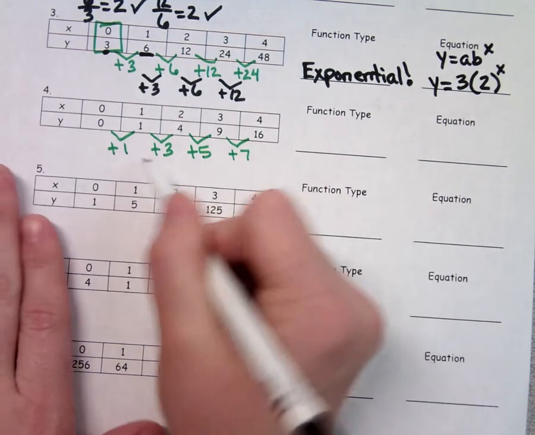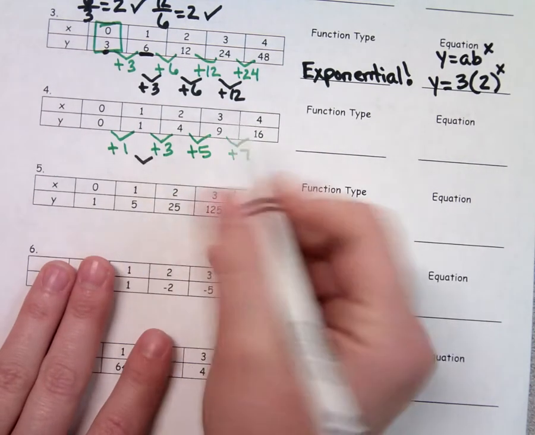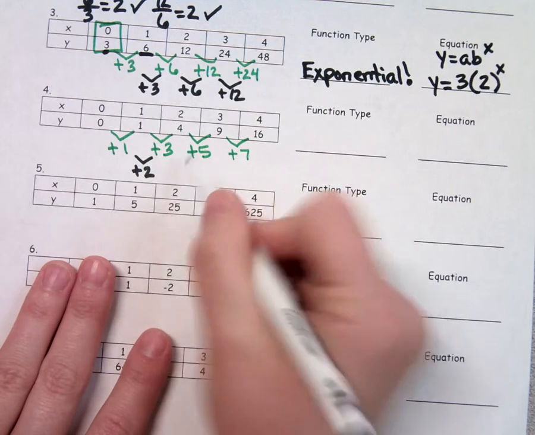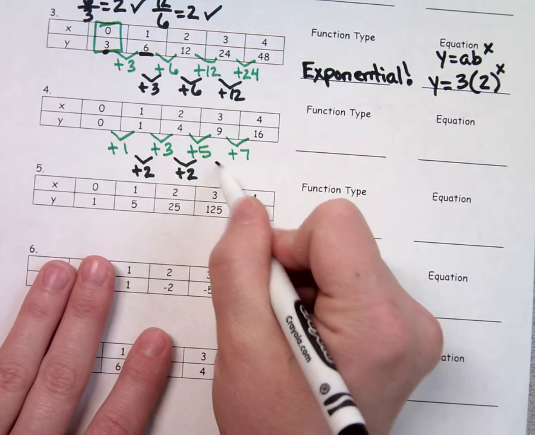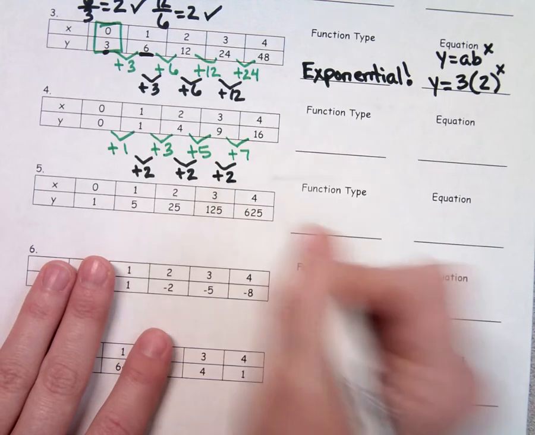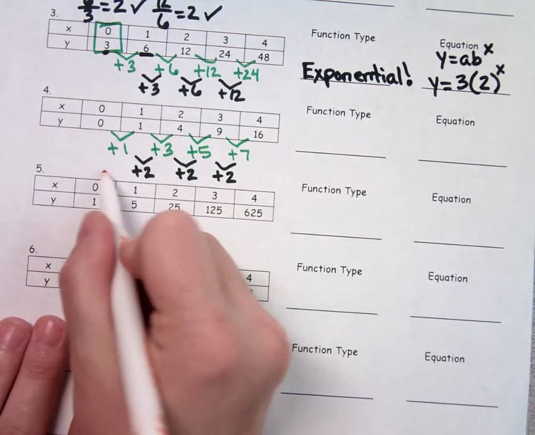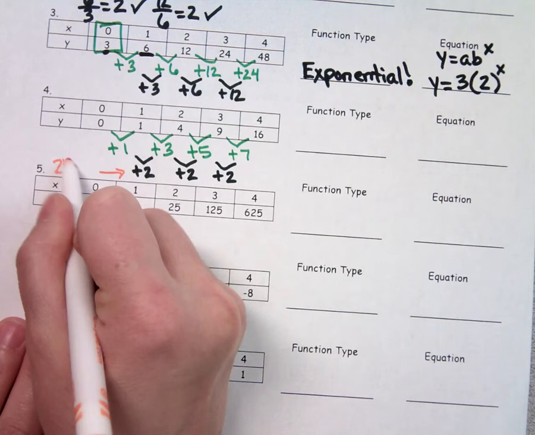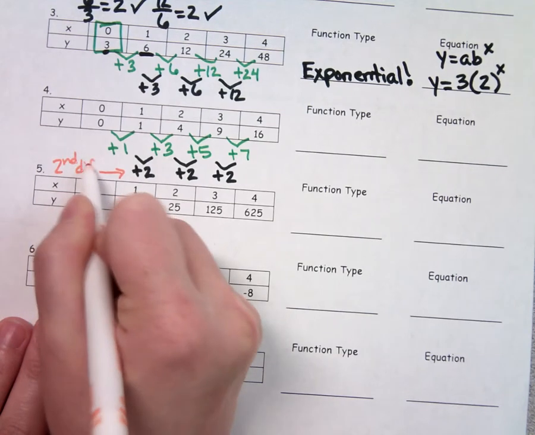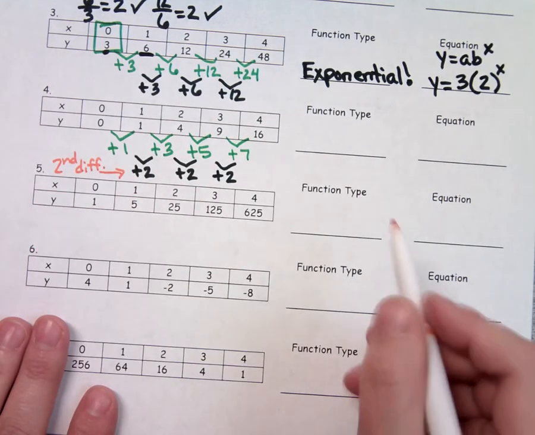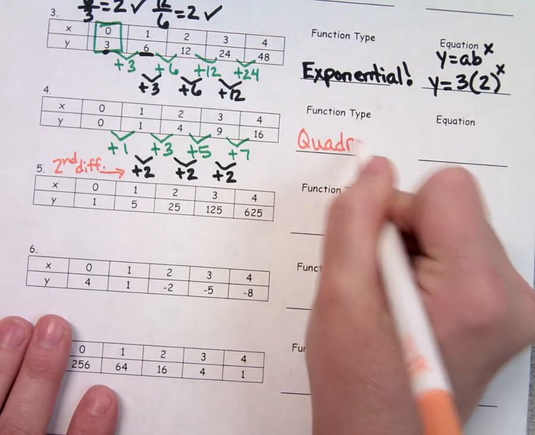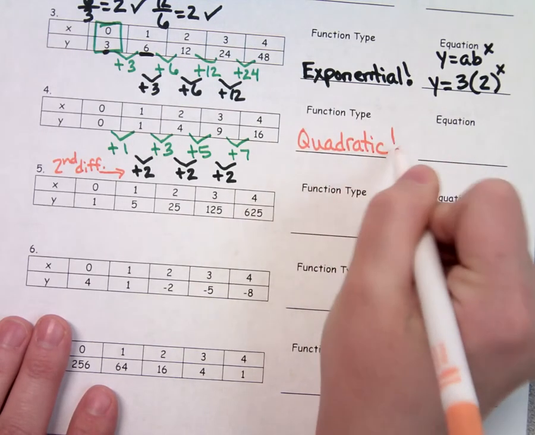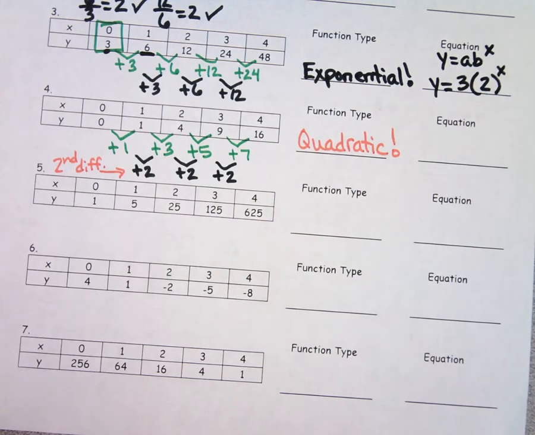Now let's check our second differences. How do you get from 1 to 3? Up 2. How do you get from 3 to 5? Up 2. How do you get from 5 to 7? Up 2. Since my second differences are the same, then this is quadratic. So when your second differences are the same, then you have found yourself a quadratic equation.